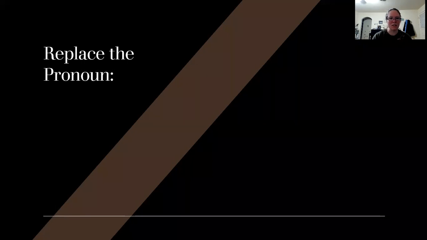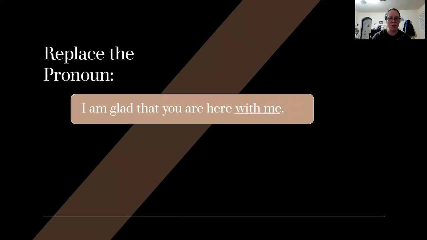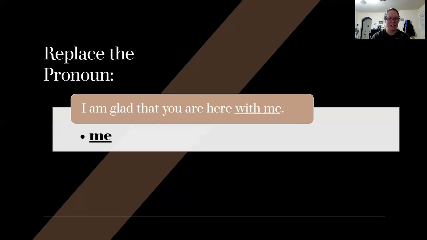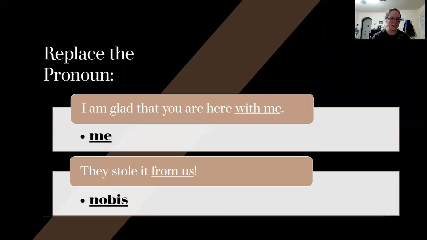All right, so let's replace some ablative pronouns. I am glad that you are here with me. Me. Now you might see that as me cum with a cum underneath it or after it tacked on, but me is still there in the ablative case. They stole it from us. Nobis is our ablative form there.